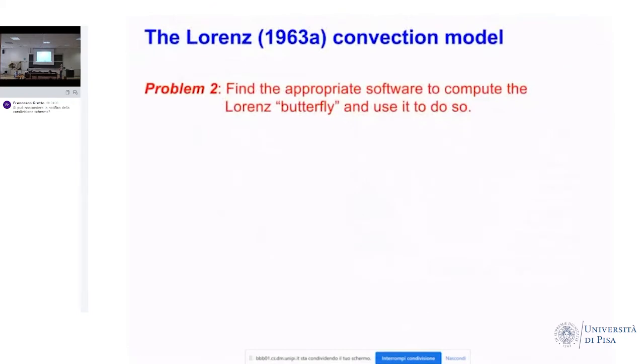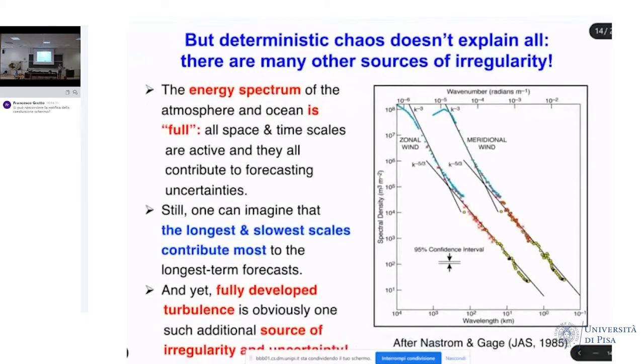So problem two: you don't have to do what Lorenz did in 1963 and come up with a numerical method yourself. There's plenty of software. Find some software on the web to compute the Lorenz butterfly and use it. It's a little game. You can get animations on the web, but it's much more amusing to do it yourself. Okay, next one. So this is one source of loss of predictability.